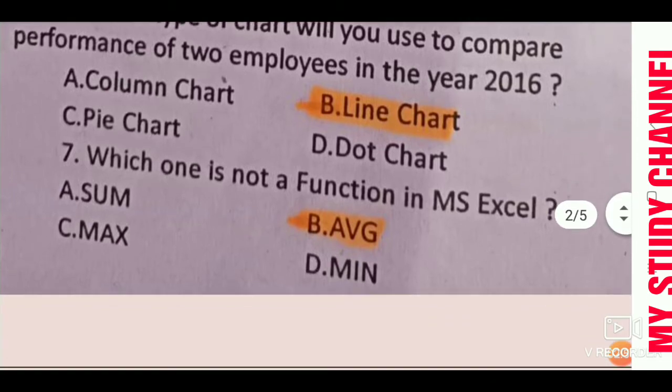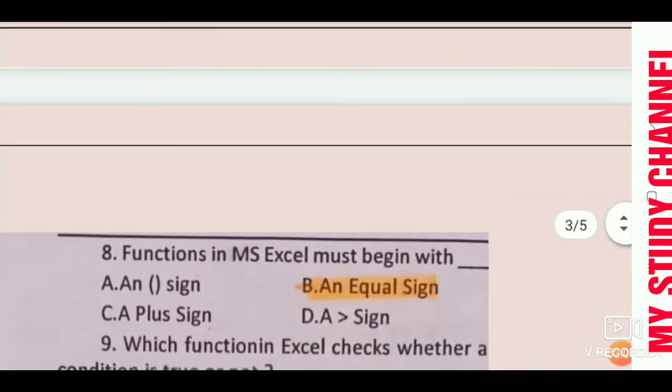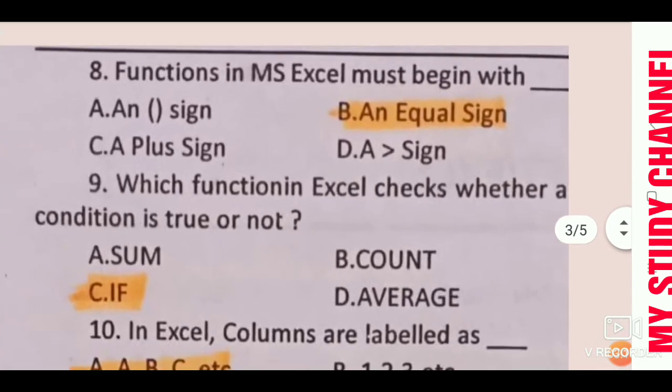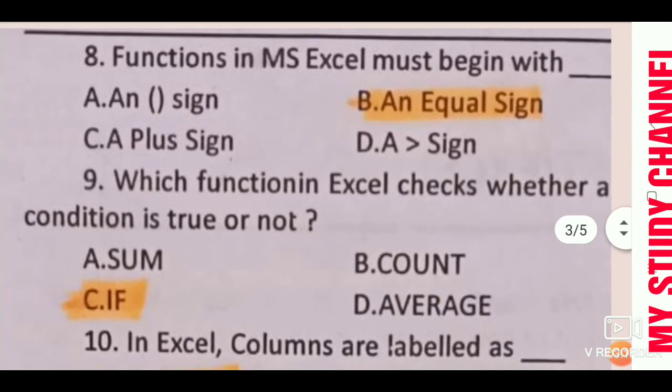Next question is, which one is not a function in MS Excel? Here answer is ABG. ABG is not a function in MS Excel. Next question is, functions in MS Excel must begin with. Option B is the right answer, that is an equal sign. Functions in MS Excel must begin with an equal sign.